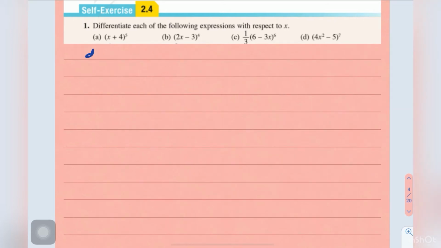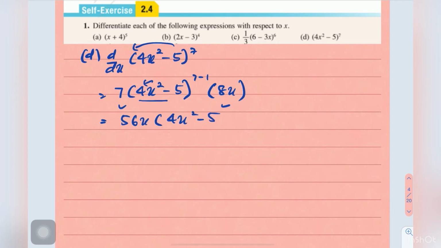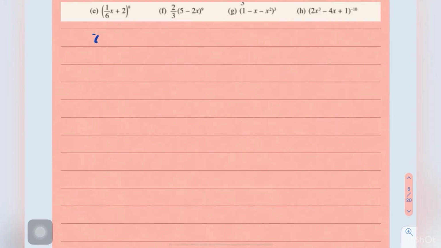Question D. Differentiate (4x squared minus 5) power of 7. So this one becomes 7 times (4x squared minus 5) power of 7 minus 1. Differentiate: 4x squared is 8x. So 7 times 8x is 56x, (4x squared minus 5) power of 6. Next, question E.